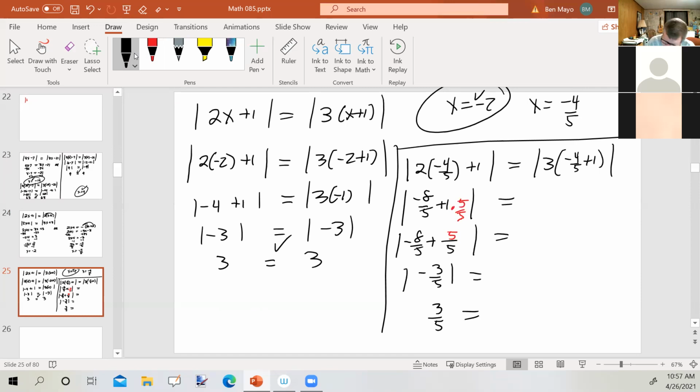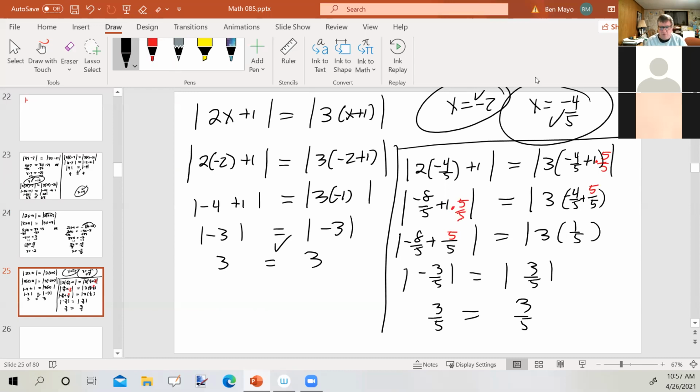On the right side, let's see, we've got the absolute value of 3 times negative 4/5 plus 1. That would be negative 4/5 plus how many fifths? Well, I'd take 1 and multiply it by 5/5. So I get negative 4/5 plus 5/5 inside the parentheses, which becomes what? 1/5. And 3 times 1/5 would be 3/5. And the absolute value of 3/5 is 3/5. So that took a while to get there, but both solutions check. Again, any questions there?